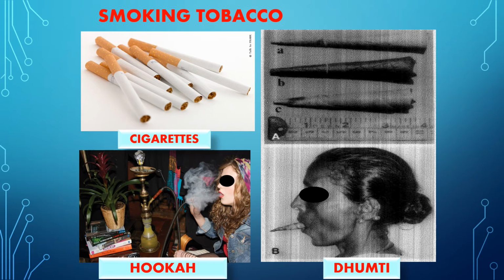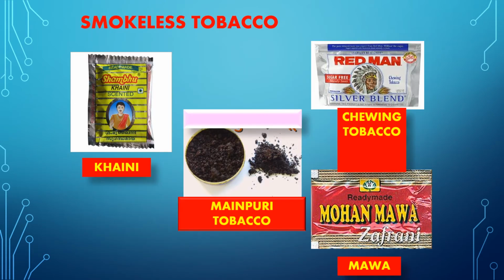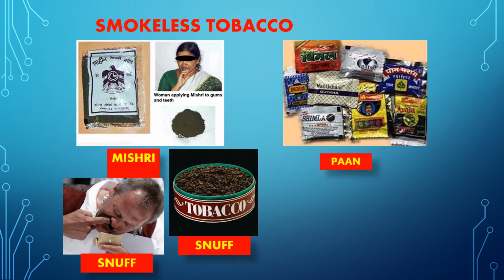Dumpty, they are somewhat conical cheroots. Raw leaf tobacco is used inside a leaf of jackfruit tree. Sometimes dry leaf of the banana plant is used. This form of tobacco is occasionally used for reverse smoking, especially among women. Smokeless tobacco, what do we have? Kaini, Mainpuri, chewing tobacco, and Mawa. And you have Mishri, snuff, and pan.